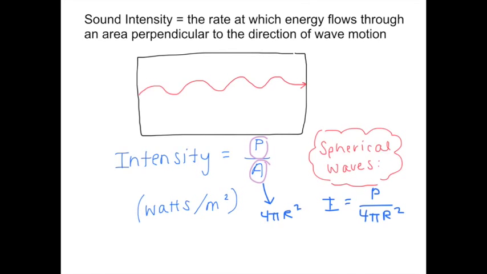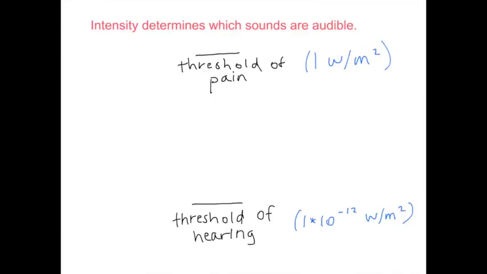R is defined as the distance from a source, so intensity decreases as distance from the source increases because intensity and radius are inversely proportional. The intensity of sound waves also determines which sounds are audible and which are not. Most sounds that humans perceive fall between the threshold of hearing and the threshold of pain.